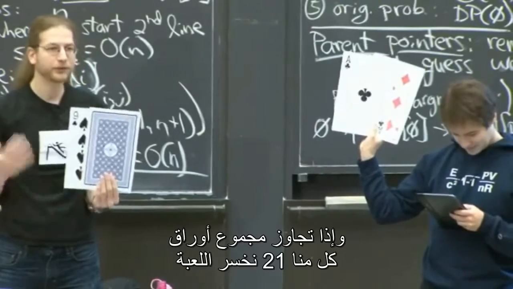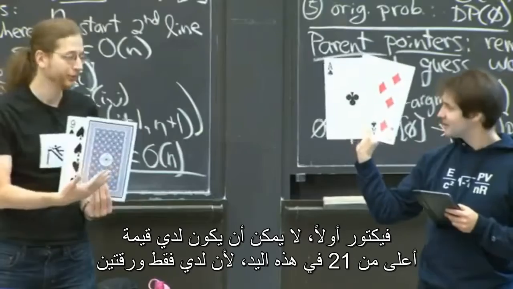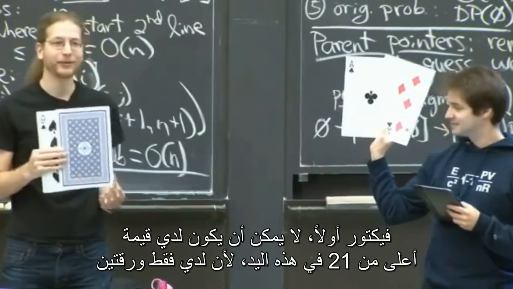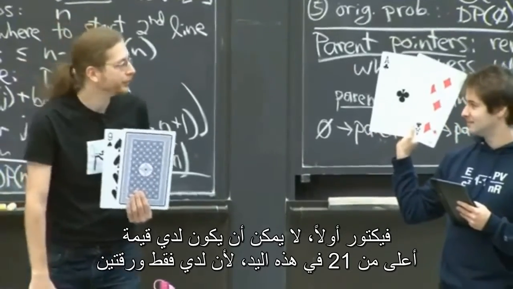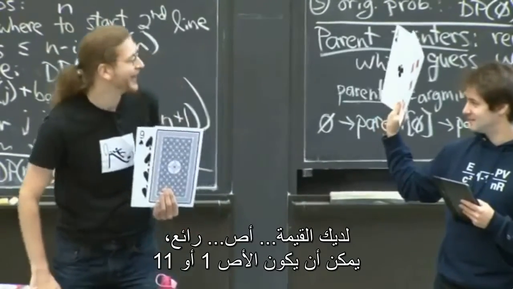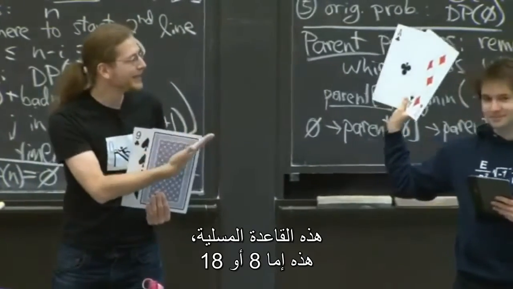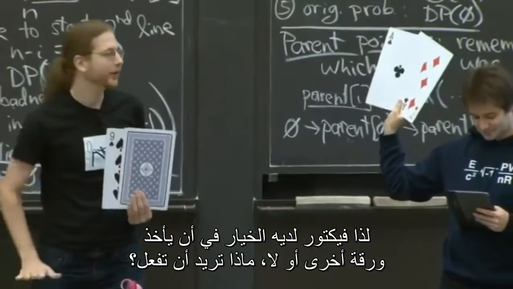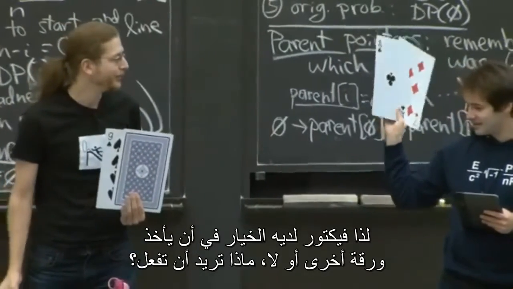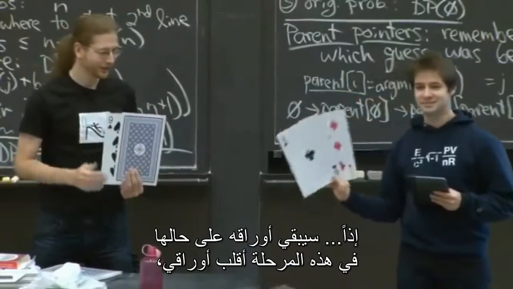And if the sum of our cards goes over 21, we lose the game. Victor first. I cannot have a value more than 21 in these hands because I only have two cards. You have a value of ace. Great. An ace can be a 1 or an 11. That's the fun rule. So this is either an 8 or an 18. And so Victor has a choice of whether to take another card or not. What would you like to do? Standard strategy says stand. He stands, so he's going to stick to that.